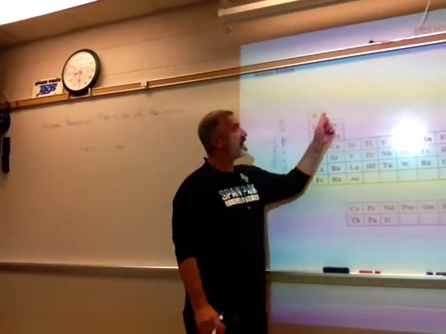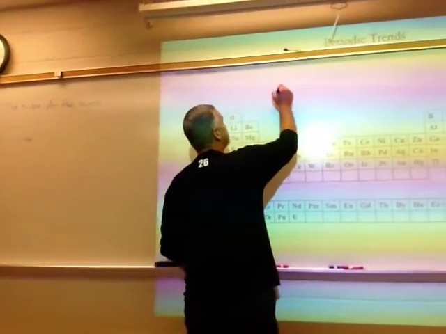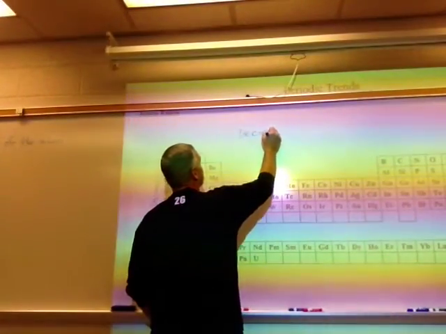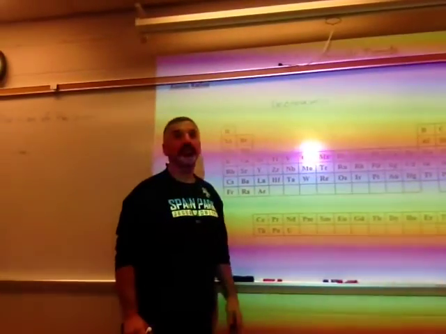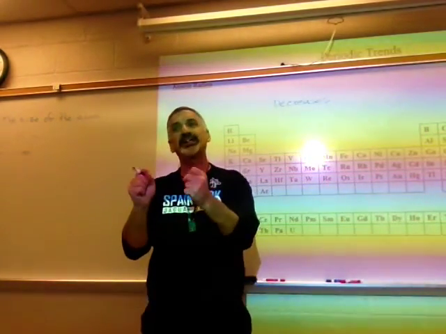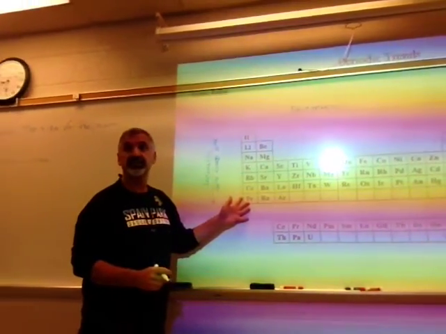Now, what's happened to the size as you go left to right? It gets smaller, so the size decreases. Now, why does it decrease? Why don't the electrons add any size? Because the electrons are adding size going down.